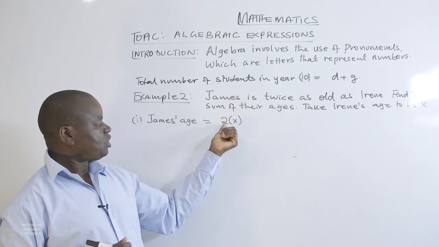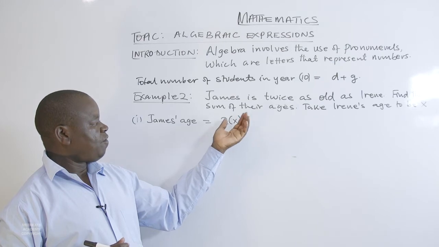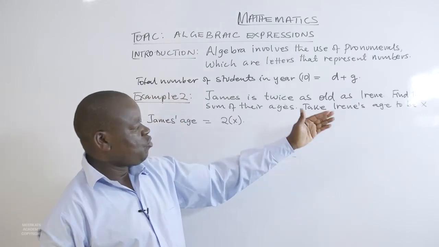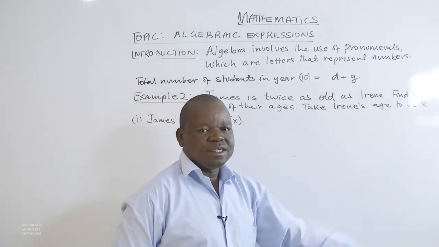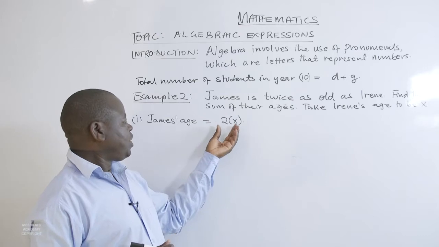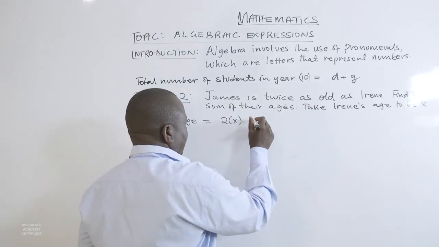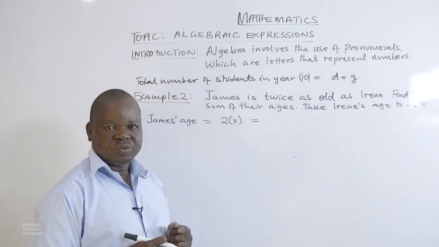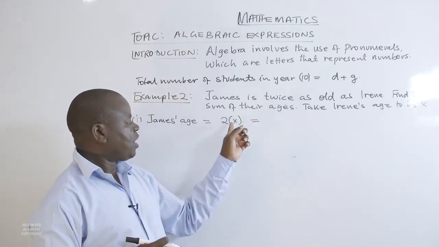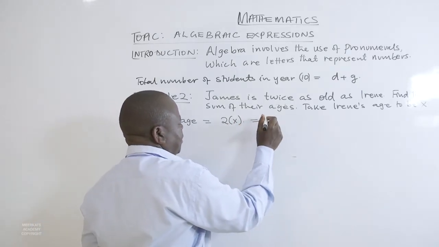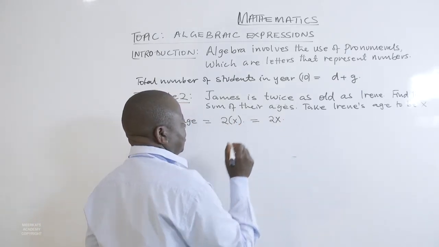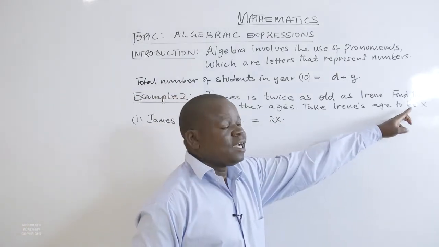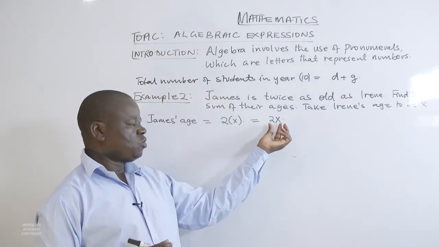Why? It is because James' age is twice that of Irene, and we have already been given that Irene's age is x. So we write this as a number multiplied by a pronumeral: it will be 2x. That is James' age. So Irene is x, James is 2x.